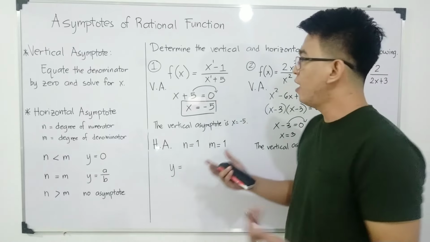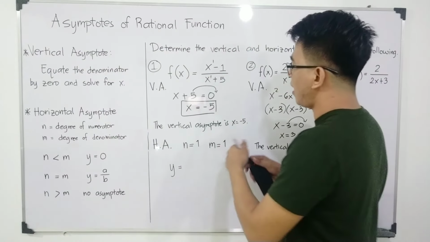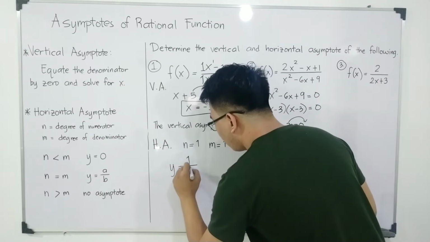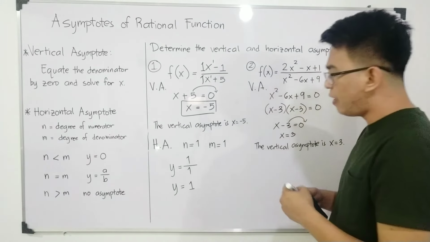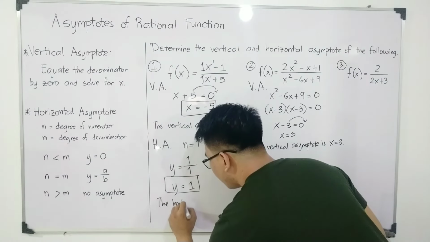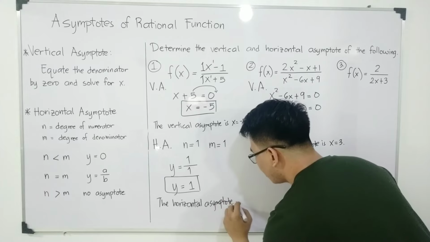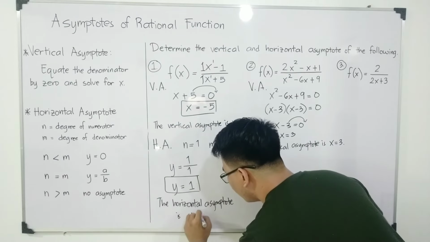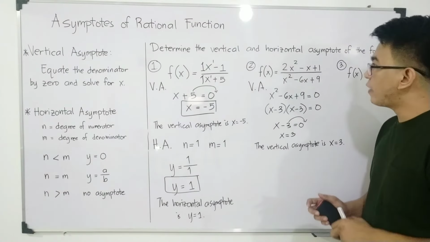Pag sinabi natin leading coefficient, sila yung coefficients ng variable with the highest exponent. Dito, ang kanilang leading coefficient ay 1. At dito ay 1. So we have 1 over 1. Ito yung A, ito yung B. Now to simplify this, you have y is equal to 1. Ang ibig sabihin nito guys, is that the horizontal asymptote is y is equal to 1. Ito na yung sagot natin for the vertical and horizontal asymptote of item number 1. Now let's move on with item number 2.